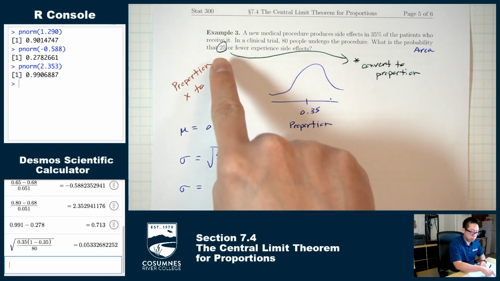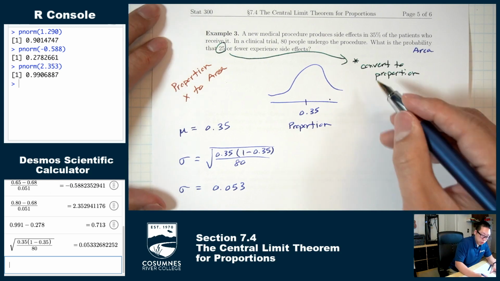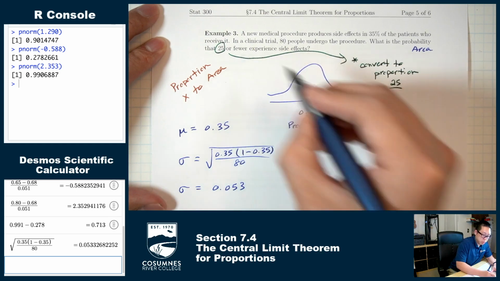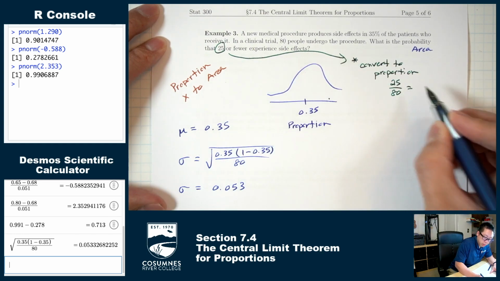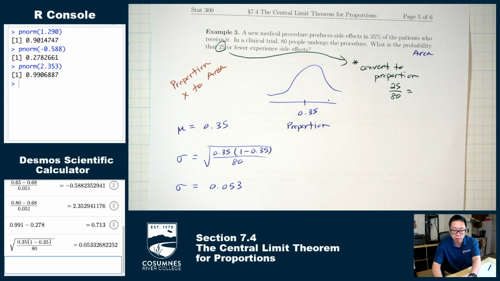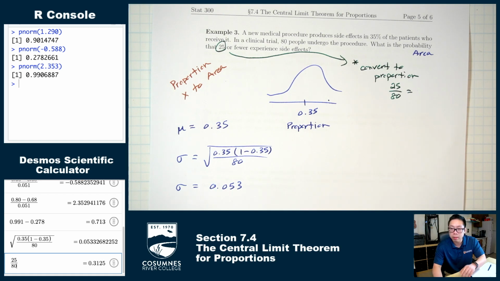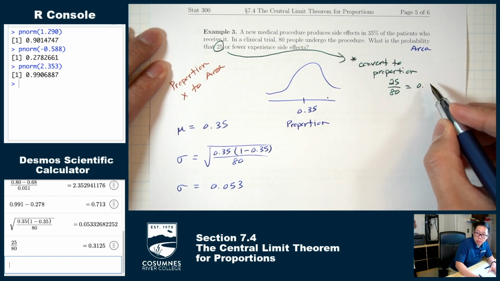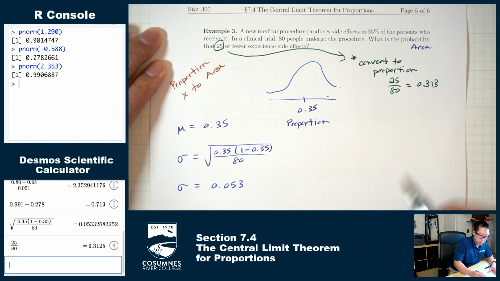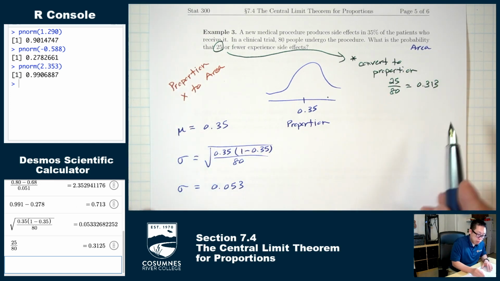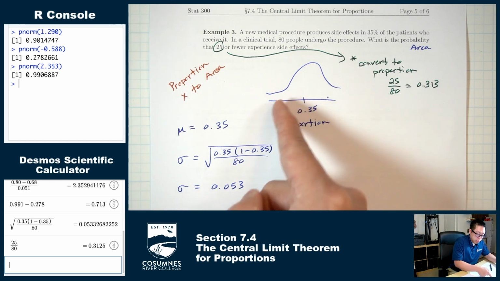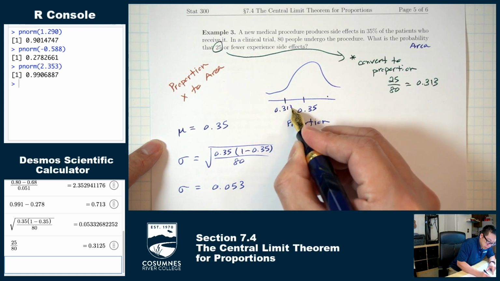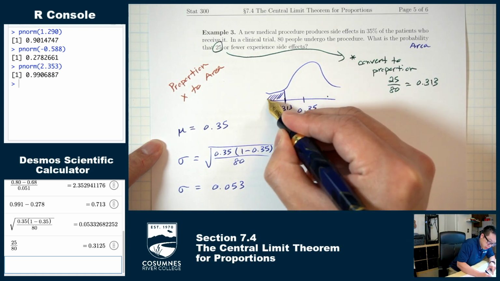Right? Because right now it's a whole number, 25. So convert to a proportion, it means 25 out of the total, which is 80. And so the first thing I need to do is convert that to a proportion. And round this to 3 decimal places also, so 0.313. And then put that on your x-axis, because now it's a proportion. So 0.313 is actually on the left side. And we said it was to the left.